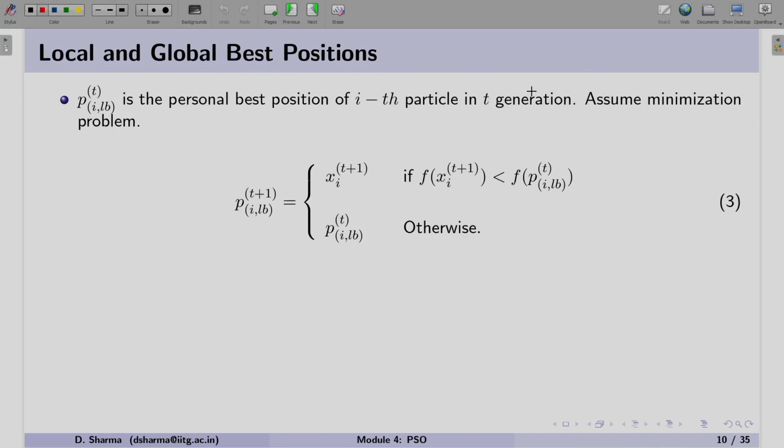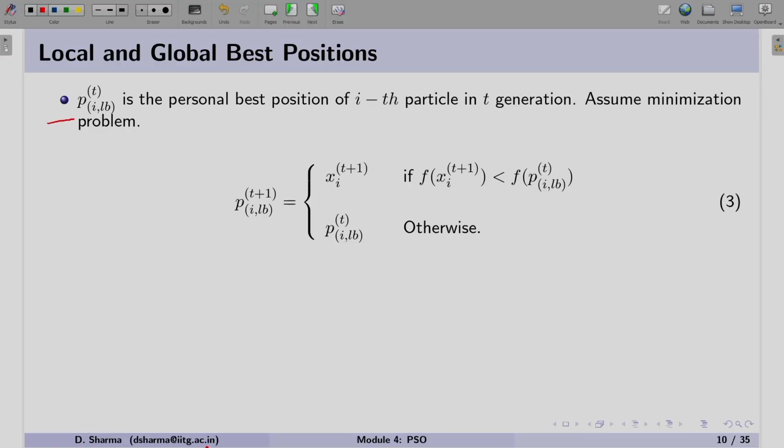So, we have discussed till now how the position of a particle is updated using the velocity equation. Similarly, the velocity is also updated using three components: the momentum part, the cognitive part, and the social part. While doing this process, we have used two vectors: one is the local best of each particle and the other is the global best of the swarm. So, the question comes: how can we find the local best and the global best?